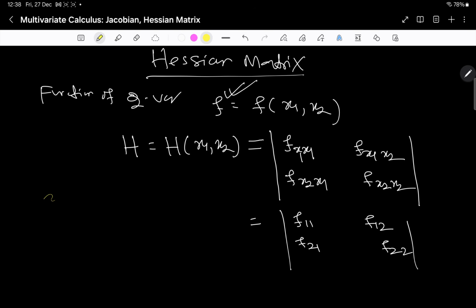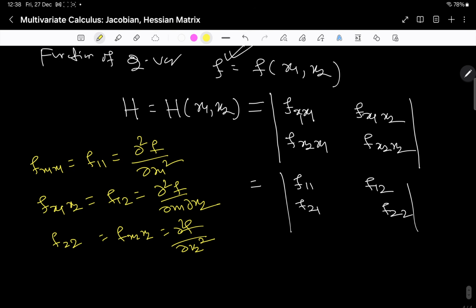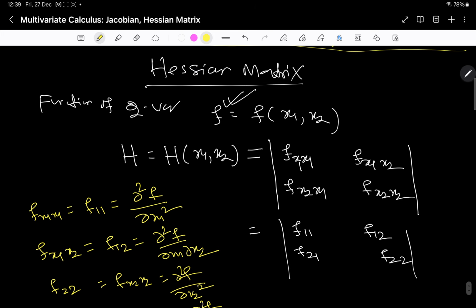So what do you mean by f x1 x1, or f11? This is del square f by del x1 square. What is f x1 x2? It means f12, which is del square f by del x1 del x2. What is f22? It is f x2 x2, which is del square f by del x2 square. Similarly, f21 is f x2 x1, which is del square f by del x2 del x1. So this is the Hessian matrix.